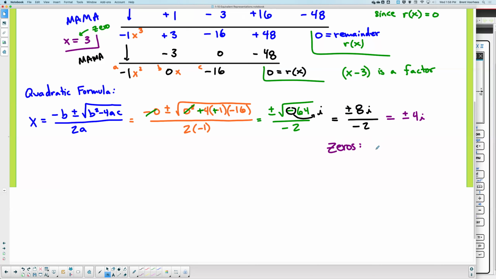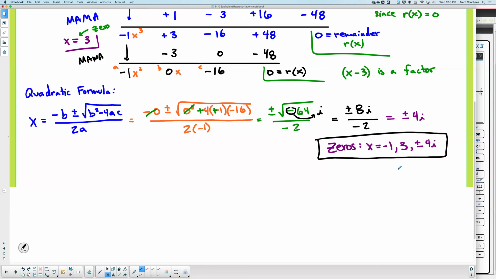So we've now found our zeros. All of our zeros, we found them. We had negative 1. We had 3. Now we know I have a positive 4i and a negative 4i. How many total zeros are there? 4 right there. How many of them are real? 2 real. How many are imaginary? 2. That's both a positive and a negative version of the same answer.